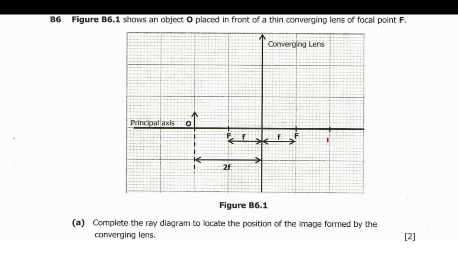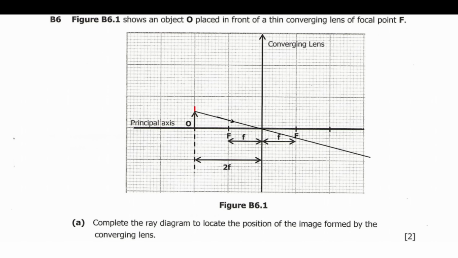Then here they are saying A, complete the ray diagram to locate the position of the image formed by the converging lens. So here we need to find the image formed by completing this diagram by drawing some rays. The rule is that if you want to know where the image of this object will be formed, you draw one straight ray from the top of the object that should pass through the center of the lens. So you draw from the top through the center and put an arrow there to show that the ray is traveling from the object.